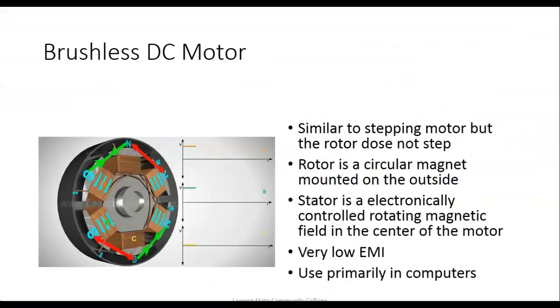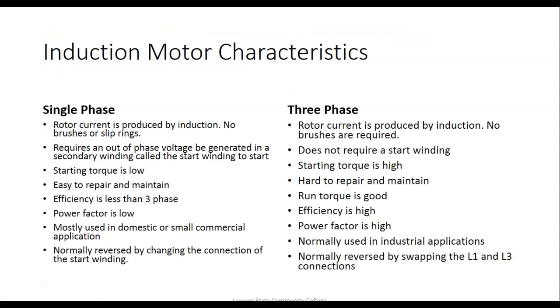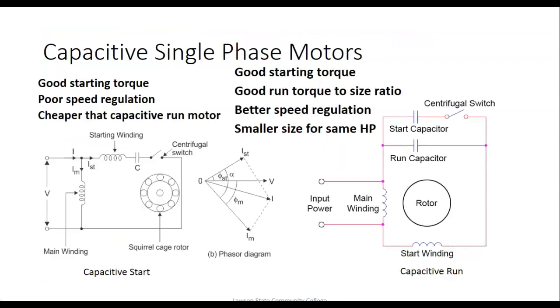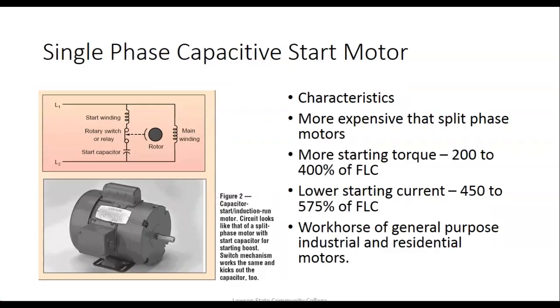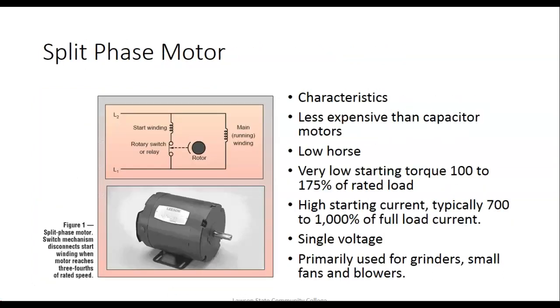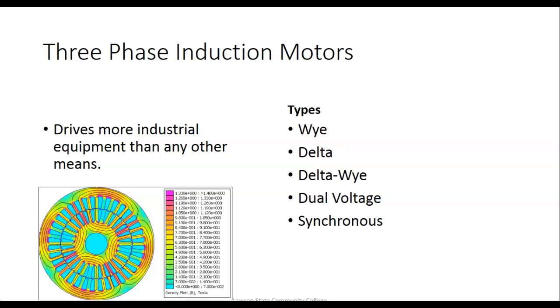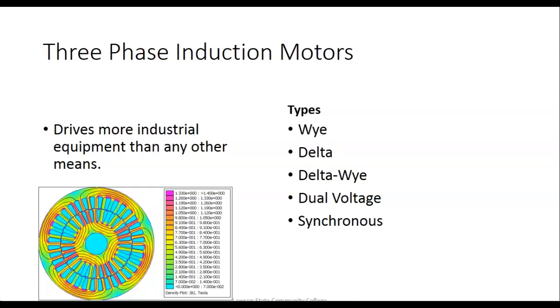And then we looked at stepper motors, looked at brushless DC motors, and then we got into AC, got into single phase motors. We don't have any of these on our manufacturing line. All ours are DC motors. Talked about capacitive start motors, talked about capacitive run motors, talked about shaded pole motors. Then we got into 3-phase. So this is basically where we stopped at.